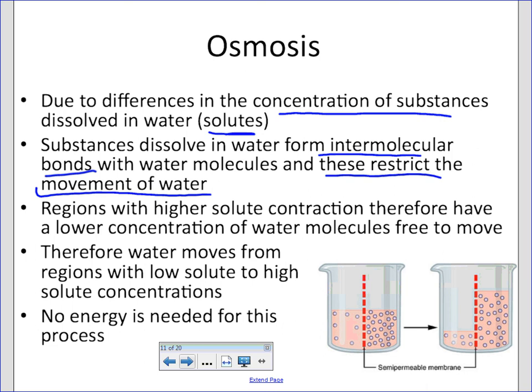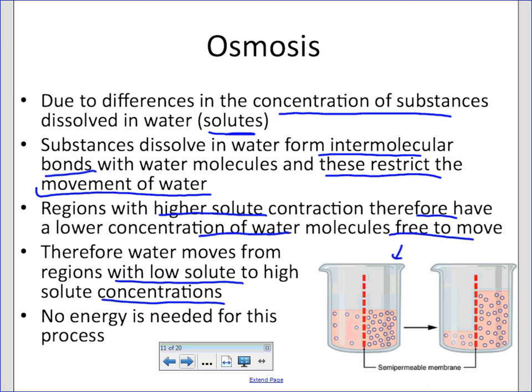So regions with higher solute concentrations therefore have a lower concentration of water molecules free to move. And therefore, water can move from regions with low solute concentrations to high solute concentrations. And this is a process in which no energy is needed for this to occur. This process of osmosis is demonstrated in the following diagram.